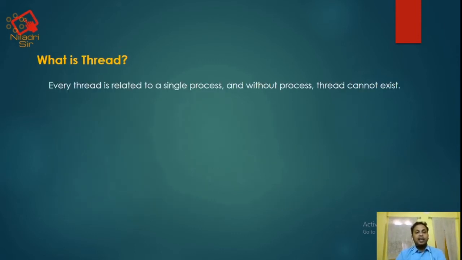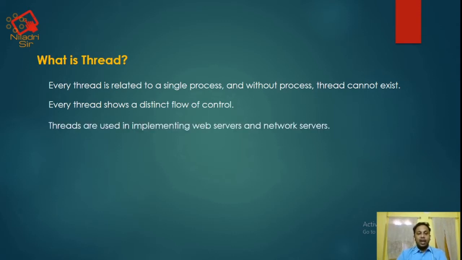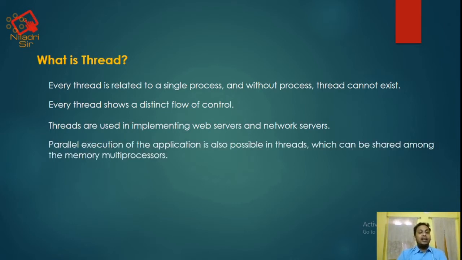Next, every thread is related to a single process, and without a process, a thread cannot exist. As I told before, all the threads are associated with a process. A process consists of many lightweight threads. Every thread shows a distinct flow of control. So a process consists of multiple threads and each thread has its own working culture. And threads are used in implementing web servers and network servers also. Parallel execution of the application is applicable in threads, which can be shared among the memory multiprocessors.